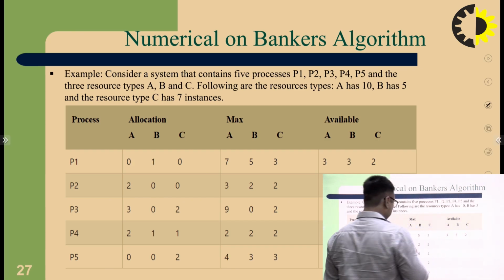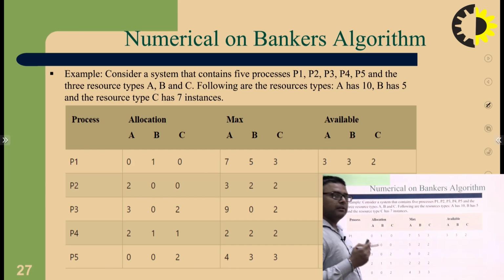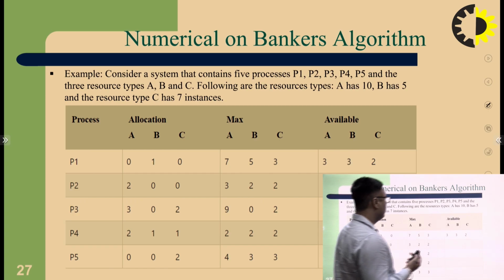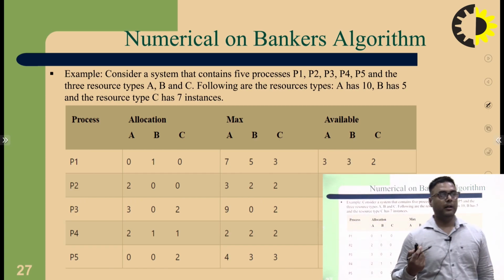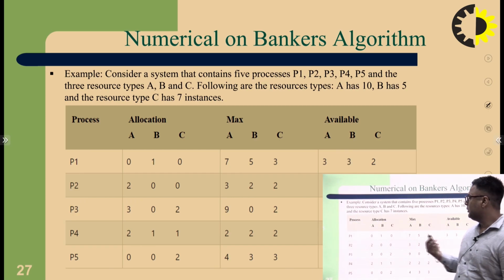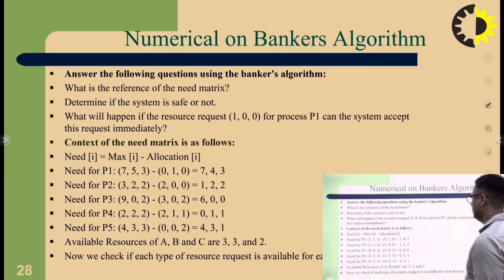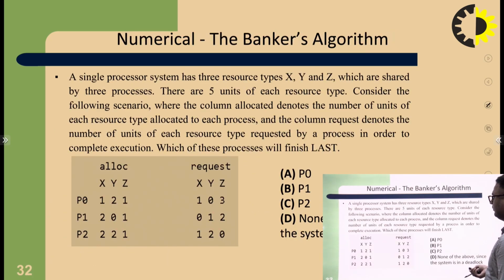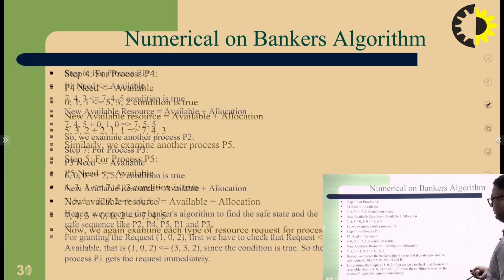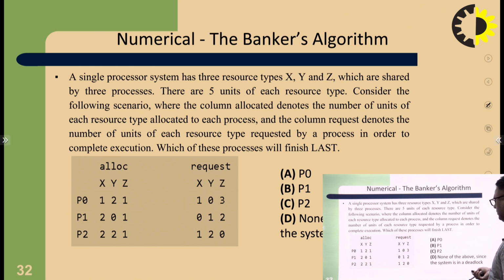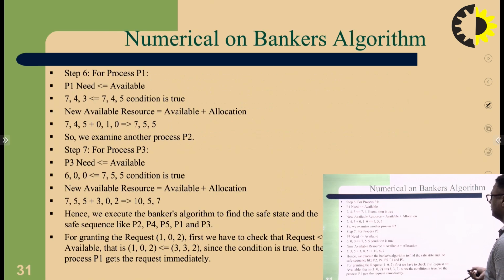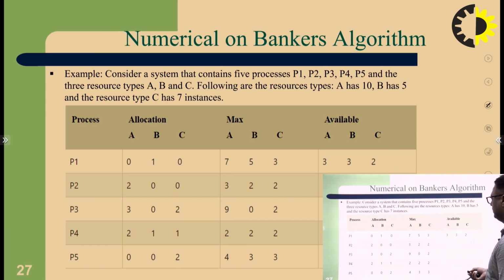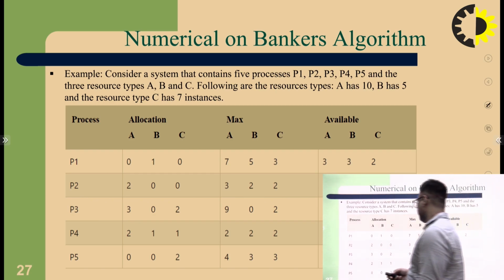In this table, at the initial level you have to find the need of resources for P1, P2, P3 and P4. Through this process we have to find the need one by one. The final need is not given here, so I just want to show how to find it.